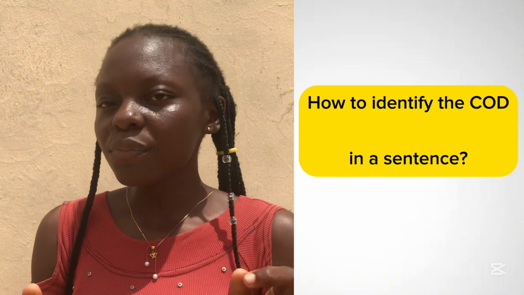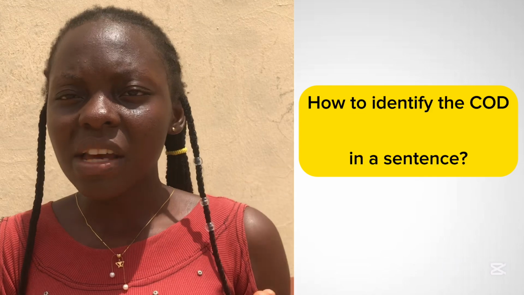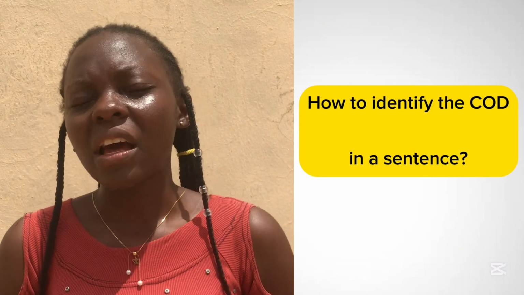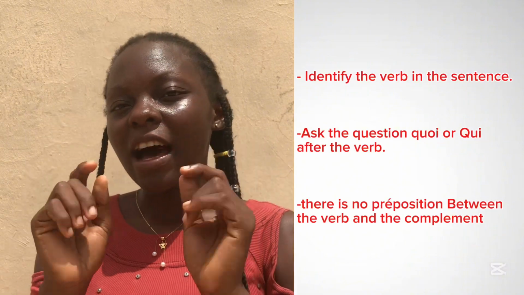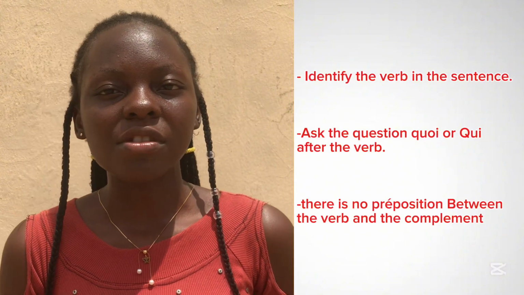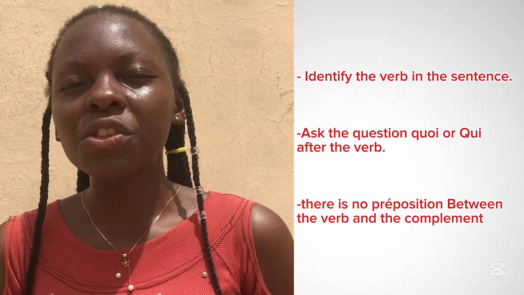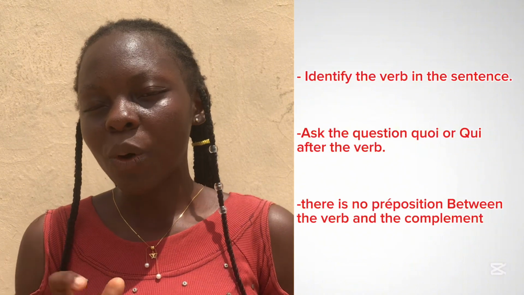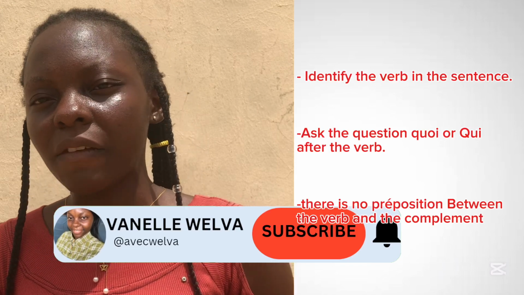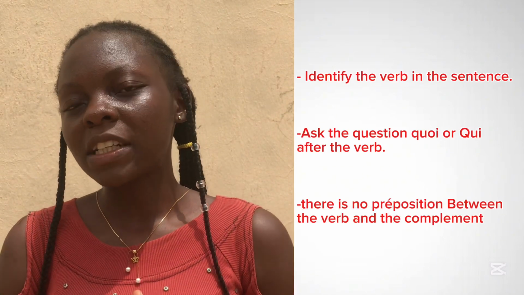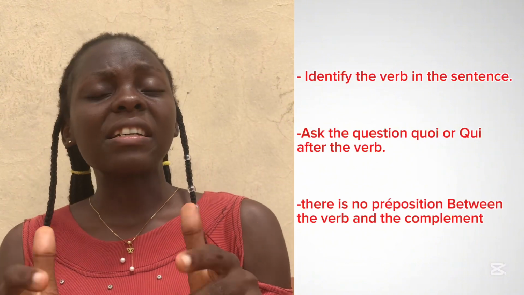So let's see, how do I identify this COD in the sentence? The first thing you have to do is to identify the verb in the sentence. After that, you have to ask yourself questions. The questions are quoi, qui, depending on the nature of the complement. Let's take je regarde la télévision. The verb, can you identify the verb? Regarde, correct. Regarde is the verb.